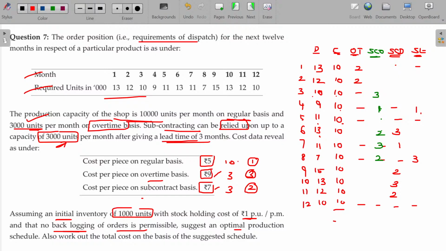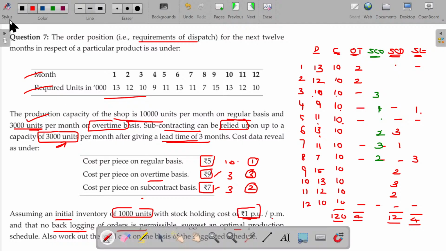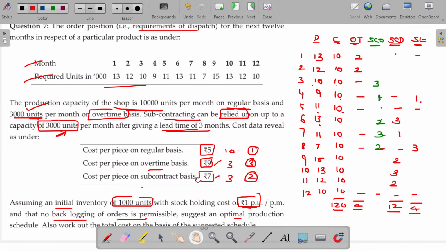So regular production 120 units, overtime production 4 units, subcontract production being 8, 9, 12 units, and we have stock 4 units. Stock holding cost being 1 rupee per unit per month. Now I have to calculate the overall cost here, based on this information.